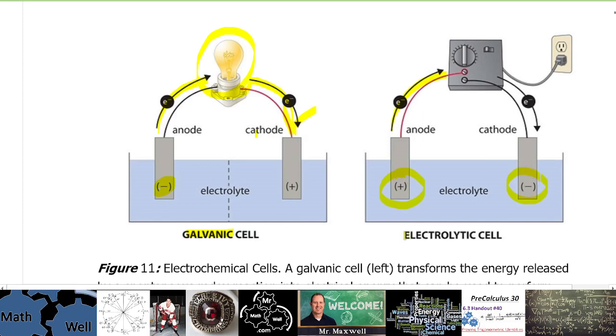So it's a little bit different. We have electrical energy plugged in from the wall or whatever, and it's actually driving the electrons in the opposite direction. So they're going from positive to negative. I guess that's the difference. Positive to negative.